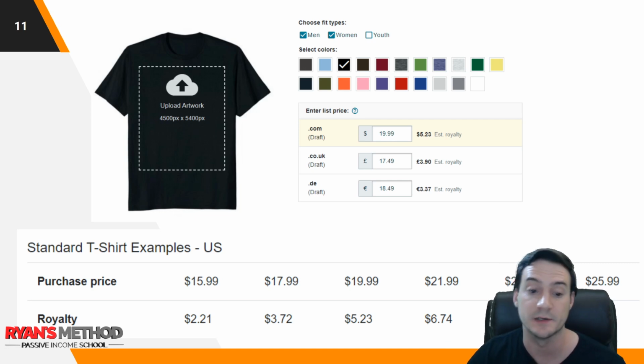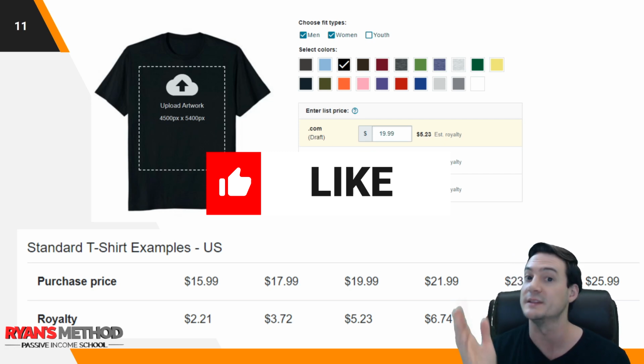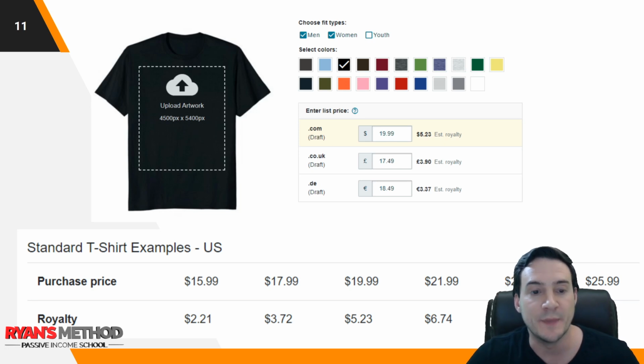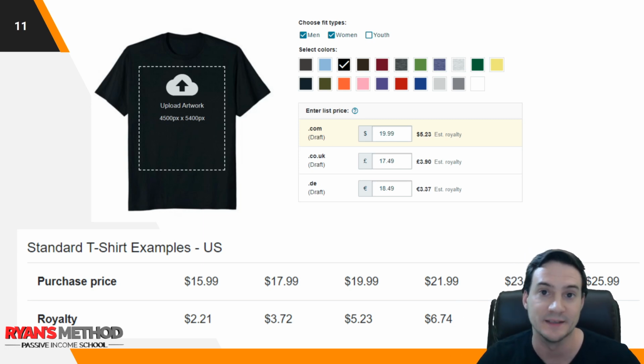I just wanted to make that clear. Amazon didn't go below $15.99 on the royalty chart, but you can price lower than this. And I'll mention this again at the end, but with some products like the standard t-shirt you have the ability to put designs on the back as well. That will increase your base cost and cut into your royalties. So that should be stated. But for now, at $15.99, you'll make a royalty of $2.21.